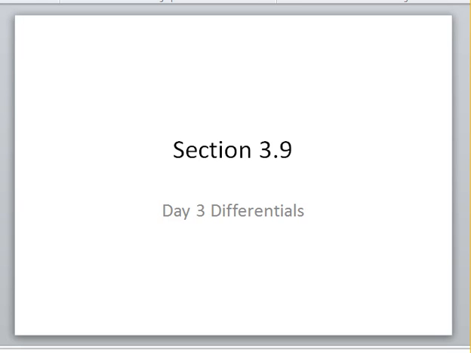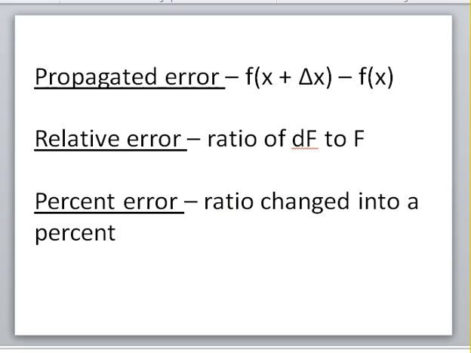Alright, last day of differentials, we're going to get into talking about the propagated error again. Propagated error, remember, is the change in y, and the change in y is also noted as f of x plus change of x minus f of x. The other thing I want to talk about is relative error, and that's the ratio of df over f, and those are just letters I'm using. So it's the differential over the function. And then the percent of error is the ratio changed into a percent.